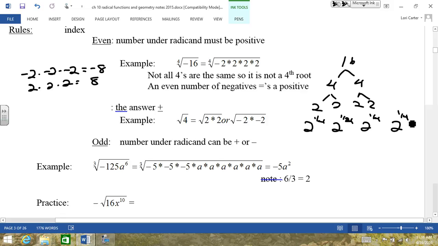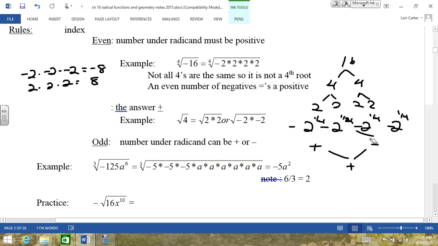Agree? But I have a negative. So that means they'd all have to be negative, so they're the same. What's a negative times a negative? Positive. Negative times a negative? Positive. Positive times a positive? It's positive. Can I get a negative number? No, that's correct. So this is not possible.